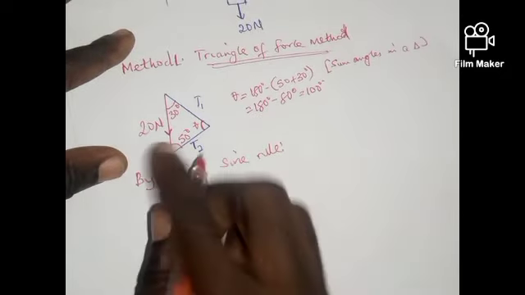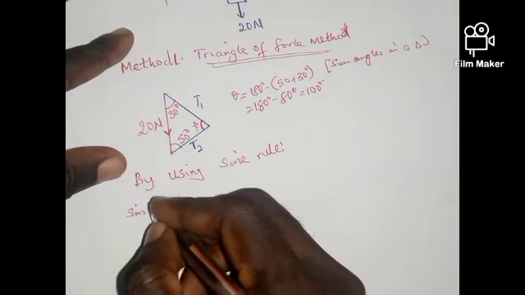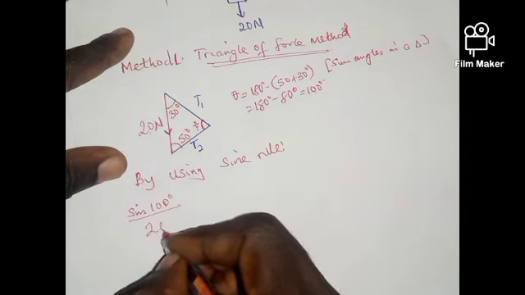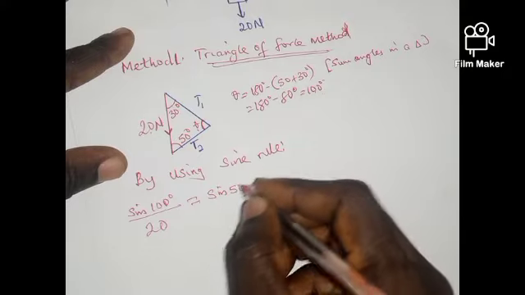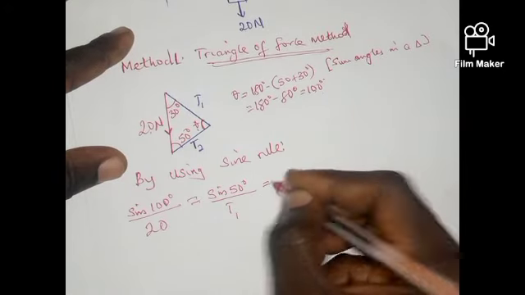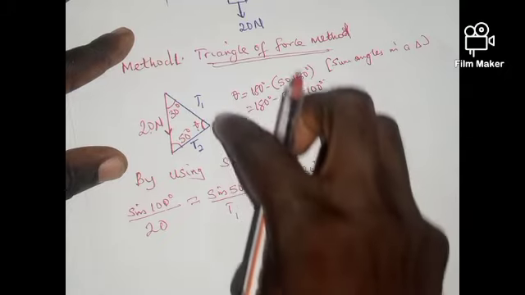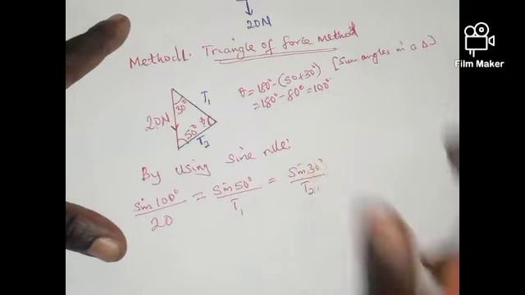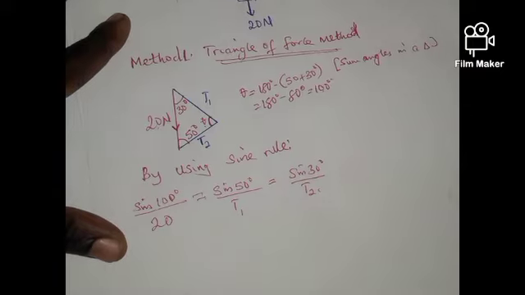I'm going to have sine theta. Theta is 100 degrees. Sine 100 degrees divided by the side opposite it, which is 20, is equal to sine 50 degrees divided by the side opposite it, which is T1, is equal to sine 30 degrees divided by the side opposite it, T2. So from here I can easily calculate my T1 and T2. So this is going to be my T1.